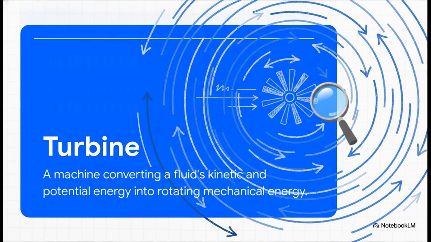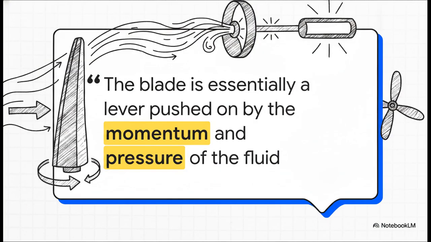Fundamentally, a turbine is a machine that converts a working fluid's kinetic energy, so its velocity, and its potential energy, its pressure, into rotating mechanical energy. You're basically taking linear throughflow, something moving in a straight line or expanding outward, and forcing it to spin a central shaft. And this brilliantly illustrates the physics at play.